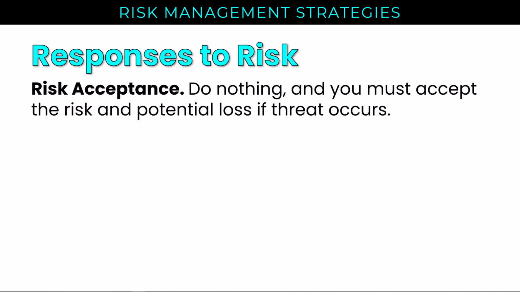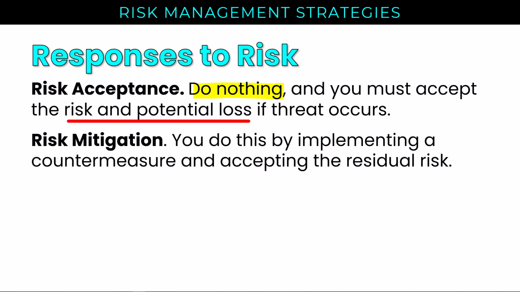The first is risk acceptance, where the organization does nothing and they accept the risk and the potential loss if the threat occurs. If the risk is low and the potential loss is small, acceptance is a likely path. There's risk mitigation, which you do by implementing a countermeasure and accepting the residual risk. That is the risk that remains after the mitigation is in place.